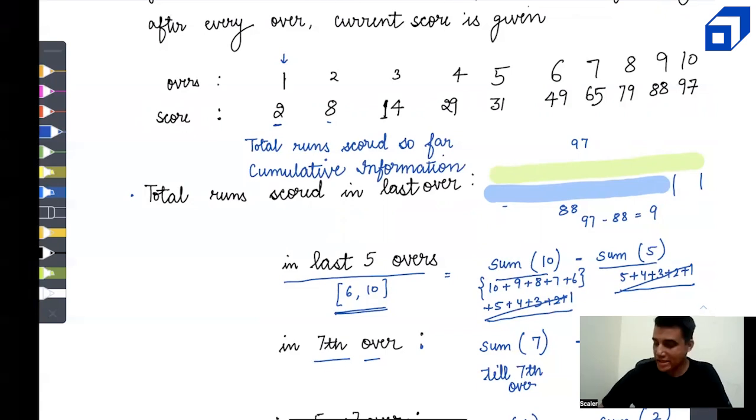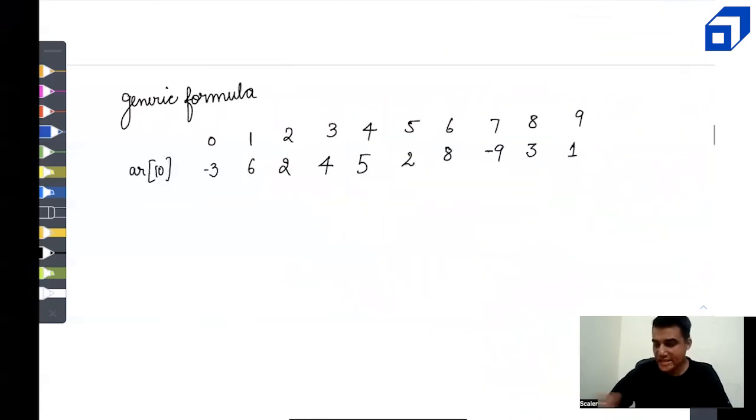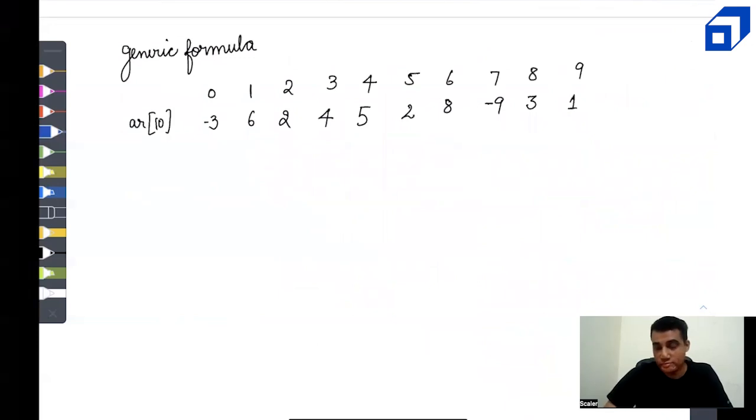So now let's get back to the question. Let's say this is the array which is given to us. For this array, let's create the cumulative information first. Tell me, what is the total number of runs scored from 0th index till 0th index, or what is the total sum of elements starting from the 0th index till 0th index? It would be -3. So let me write it over here, converting this into its cumulative information.